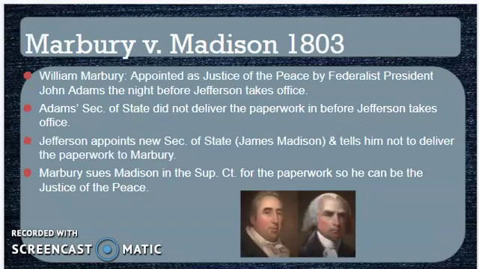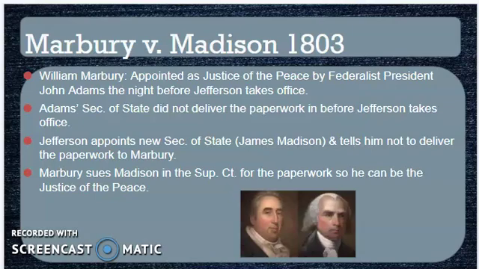So the very first case we're going to look at is Marbury versus Madison. You should know Marbury versus Madison right by now because it is what establishes judicial review. This is the Supreme Court case where essentially the Supreme Court gets their power.